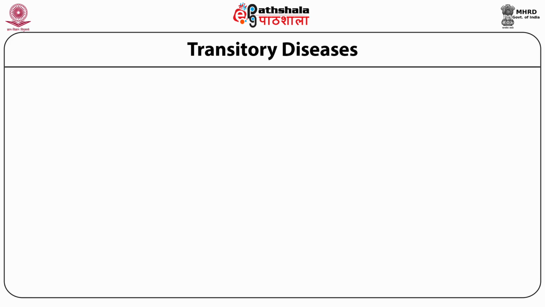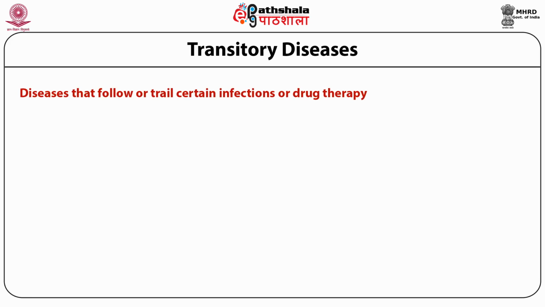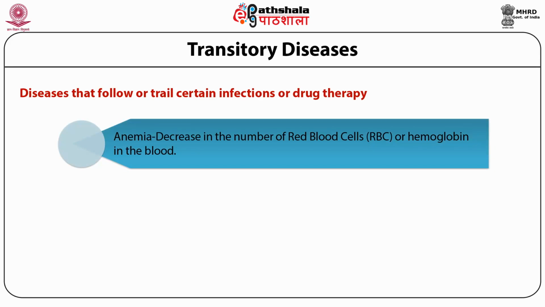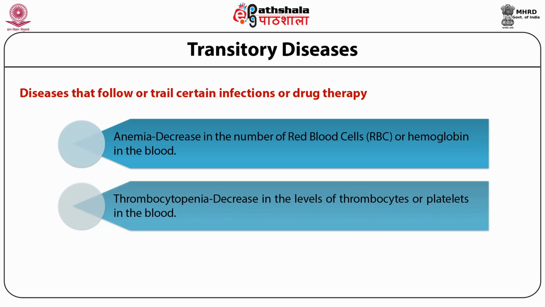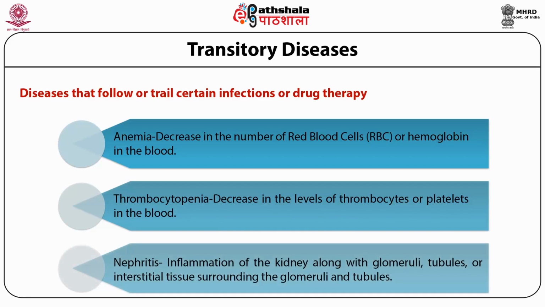Transitory diseases. These are those diseases that follow or trail certain infections or drug therapy. Most of these diseases are short-lived and recede once the primary infection is controlled. They are anemia, that is decrease in the number of red blood cells or RBCs or hemoglobin in the blood, thrombocytopenia, that is decrease in the levels of thrombocytes or platelets in the blood, nephritis, that is inflammation of the kidney along with glomeruli, tubules or interstitial tissue surrounding the glomeruli and tubules.